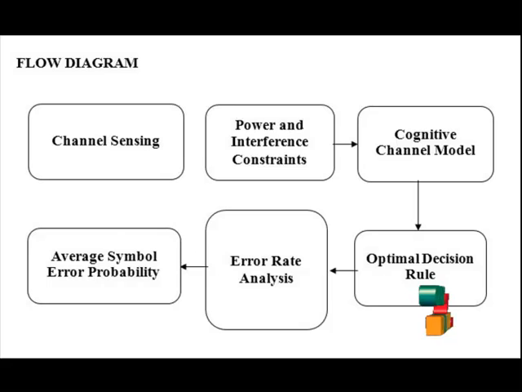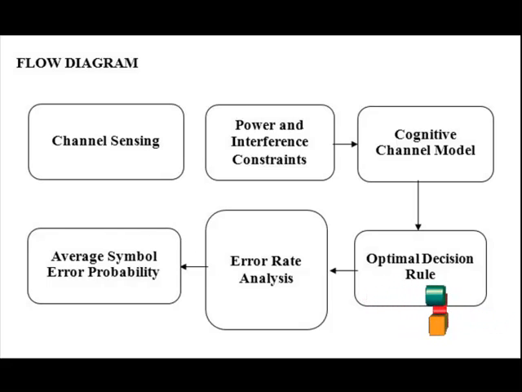Power and interference constraints. Here the average power is P0 if no primary user transmission occurs. Then the interference constraints are imposed on the module and the average power is evaluated again. No transmission is allowed if the channel is sensed as busy.